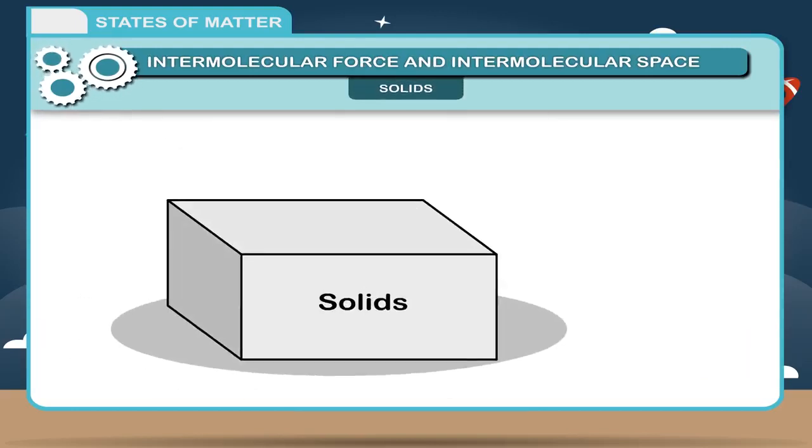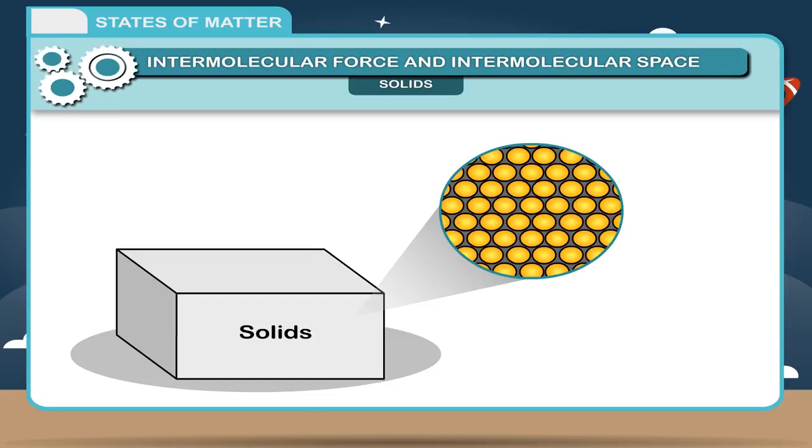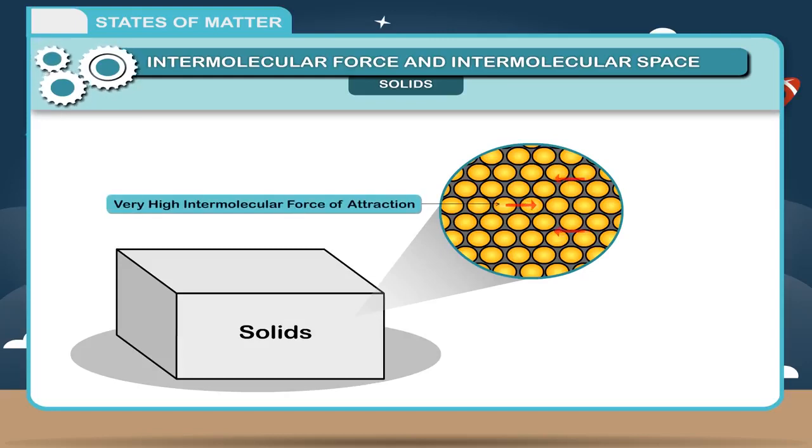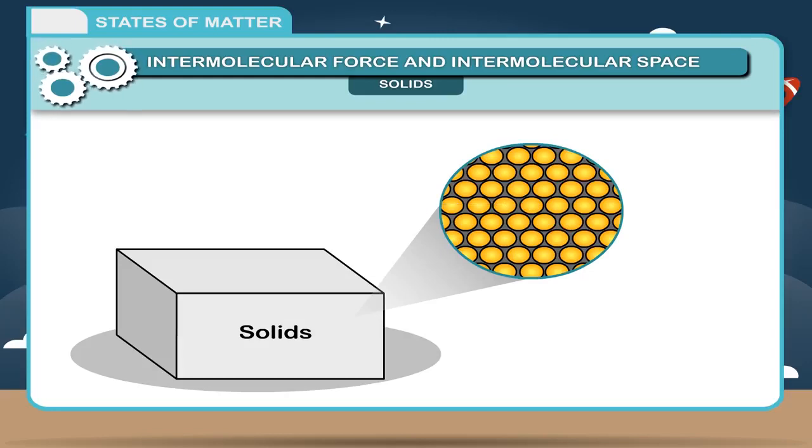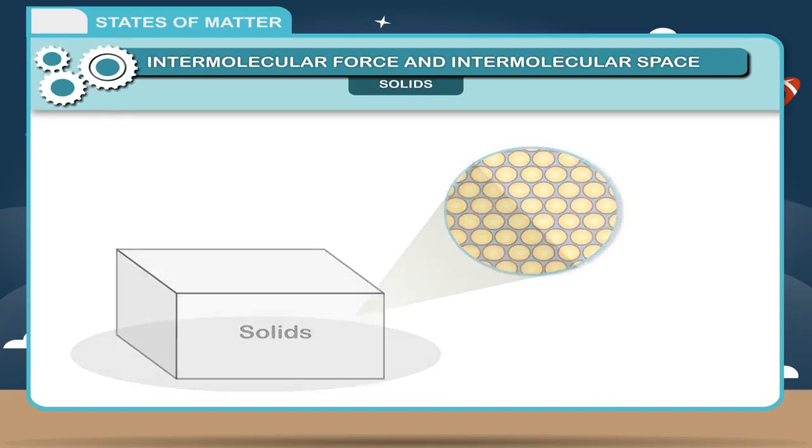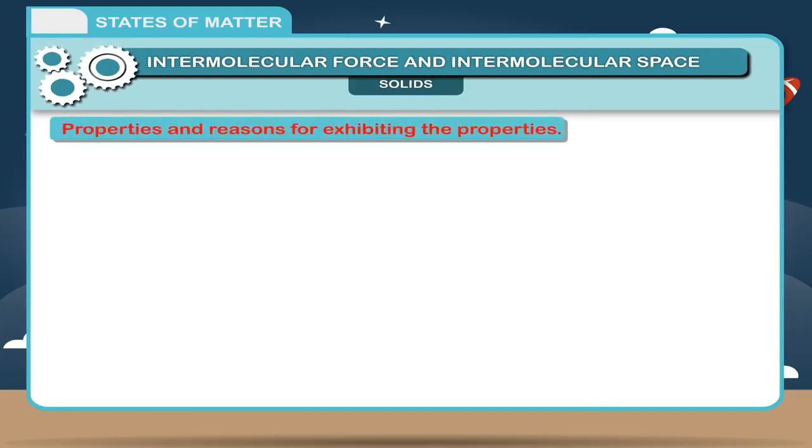Solids. Molecules are closely packed in a solid with little or no intermolecular space but very high intermolecular force of attraction. The molecules cannot move but vibrate at their places. Molecules possess less energy in a solid. Properties and reasons for exhibiting the properties.